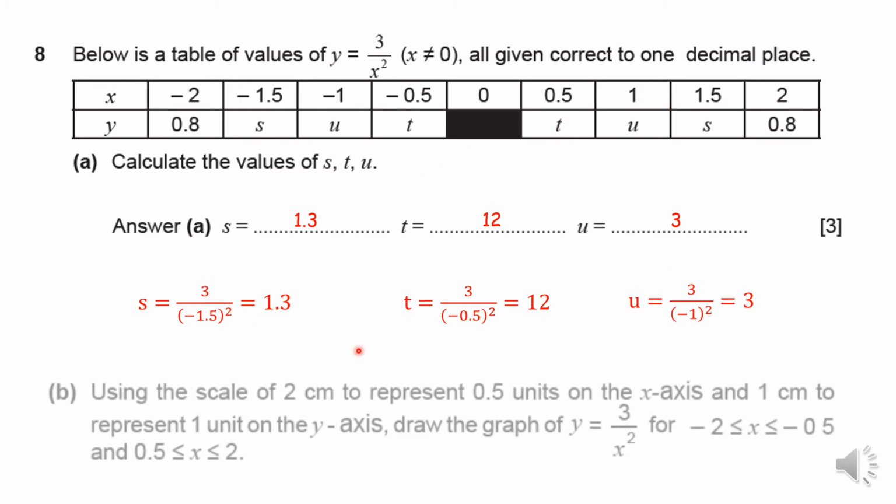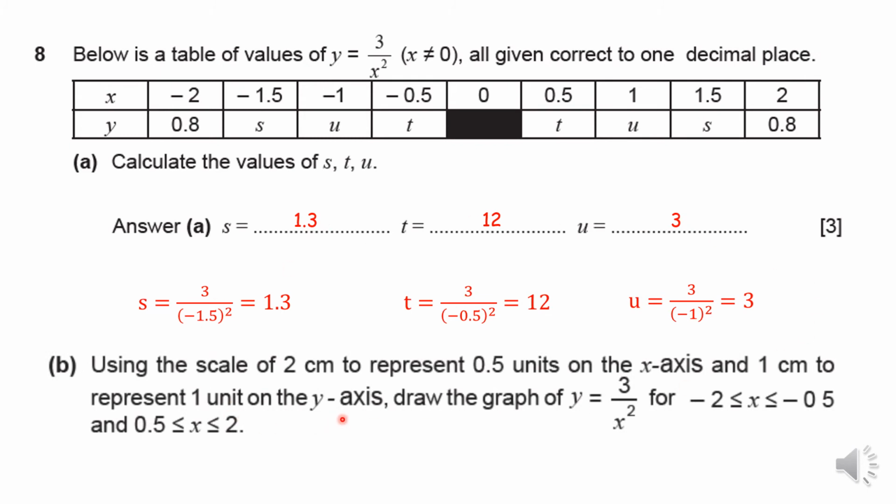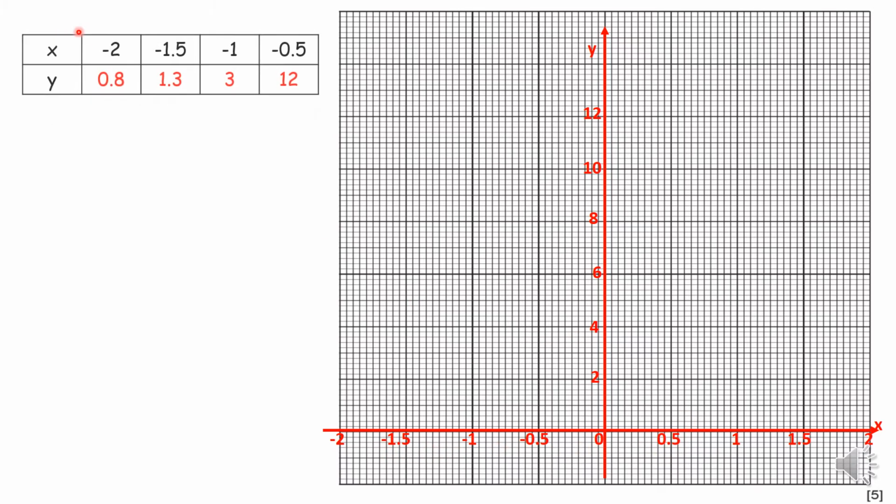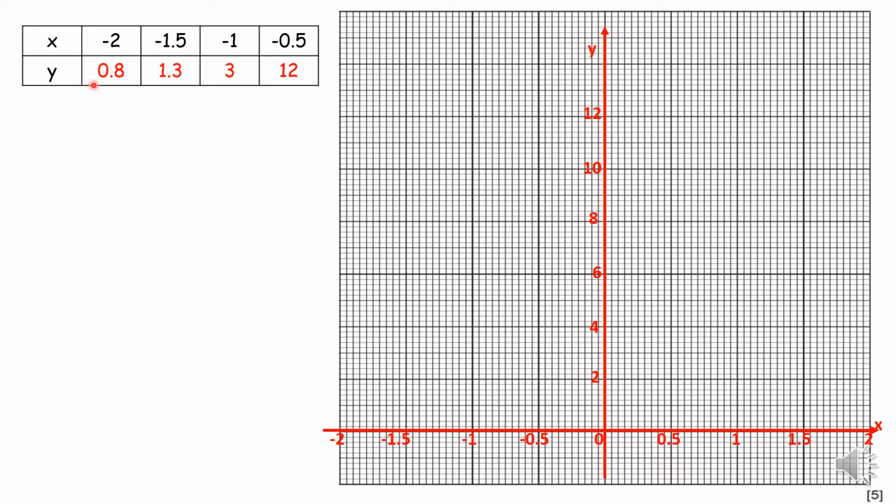Right, so we will use the graph paper, and we have to use the scale to represent this particular function. So on the next slide I actually have the graph paper. I followed the instructions as to what I should do. Now I'm going to bring back my table. I'm first going to take the negative sides. So -2, I get 0.8. Negative 1.5, I get 1.3. Negative 1, I get 3. Negative 0.5 gives me 12. So obviously, I can plot those points, and then I can draw the curve.